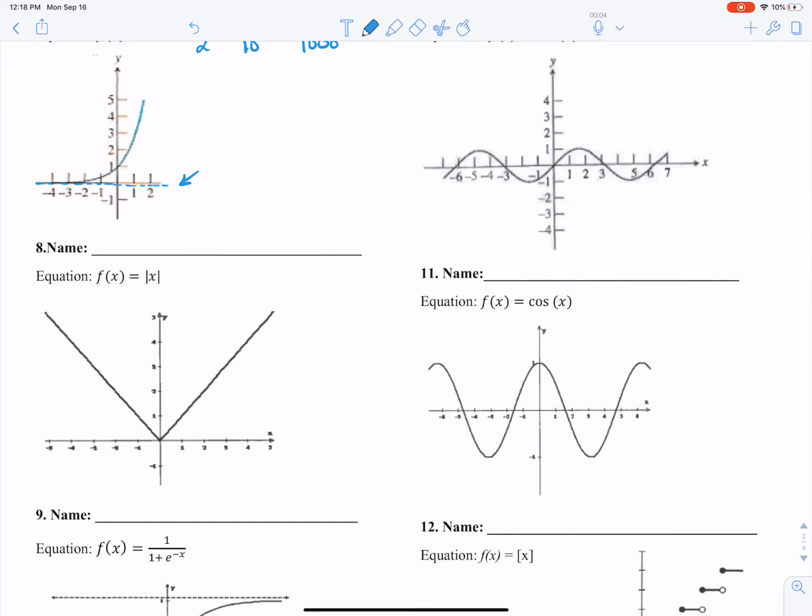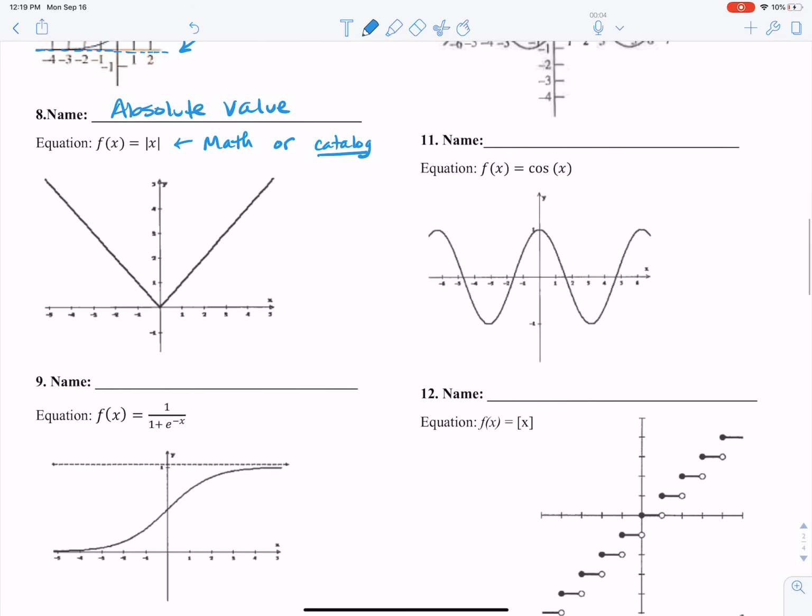Number 8 would be the absolute value function. A lot of people have been asking me, where do I find that in my calculator? If you have to graph it in your calculator, you find that in the math menu, or you can find it in the catalog. It's the first thing in the catalog. But again, that starts here at 0, 0.